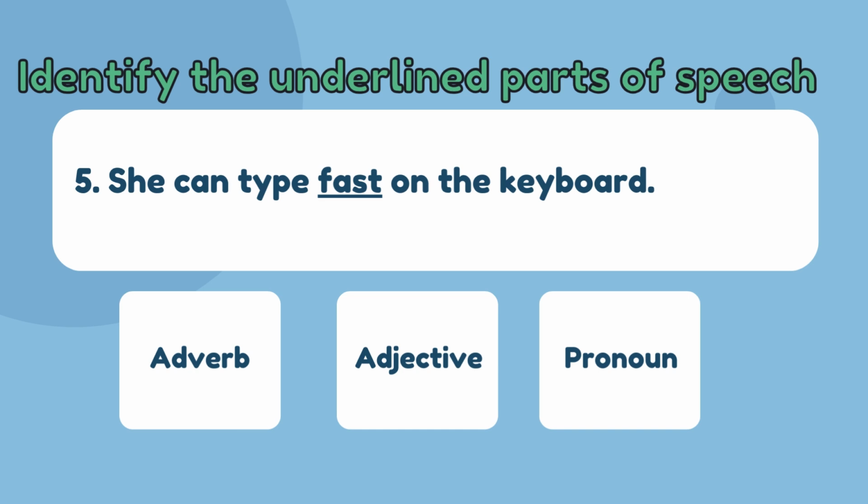And she can type fast on the keyboard. Same word. Is it adverb, adjective, or pronoun? Here the answer is adverb because it answers the question how. How can she type on the keyboard? She can type fast on the keyboard. This is an adverb.